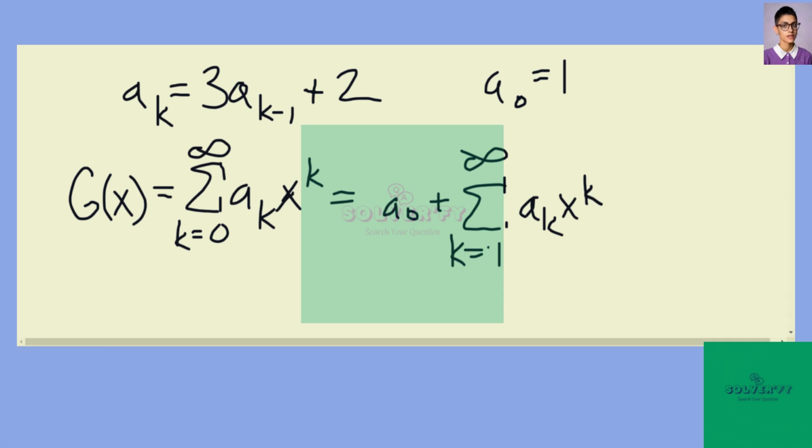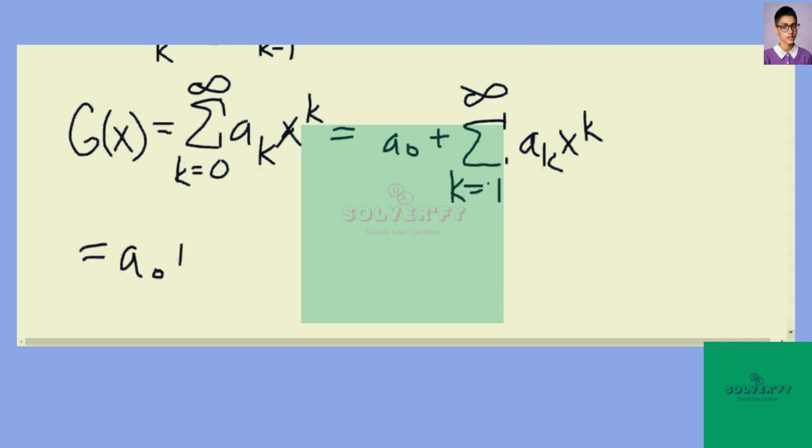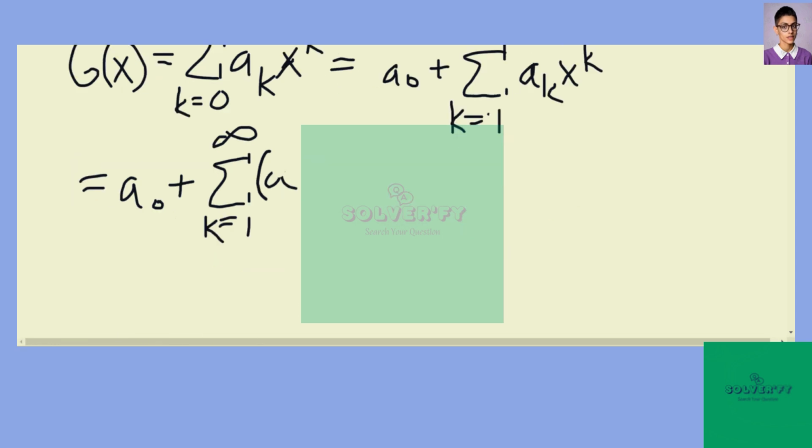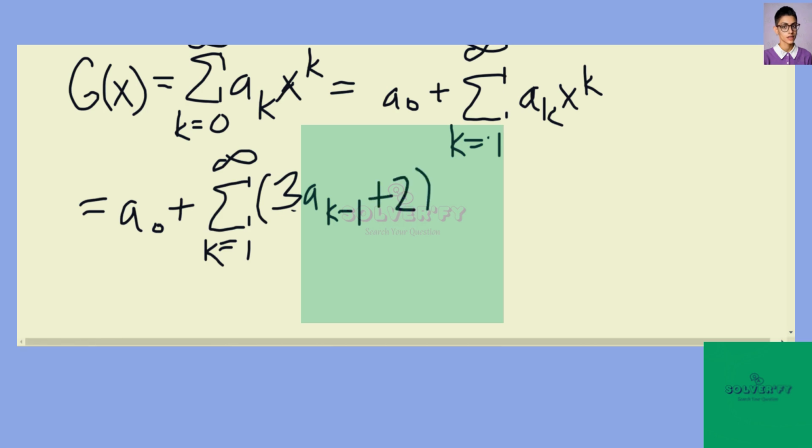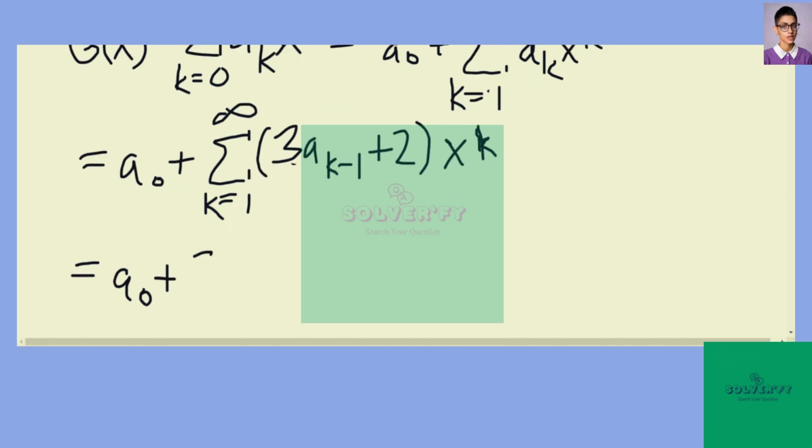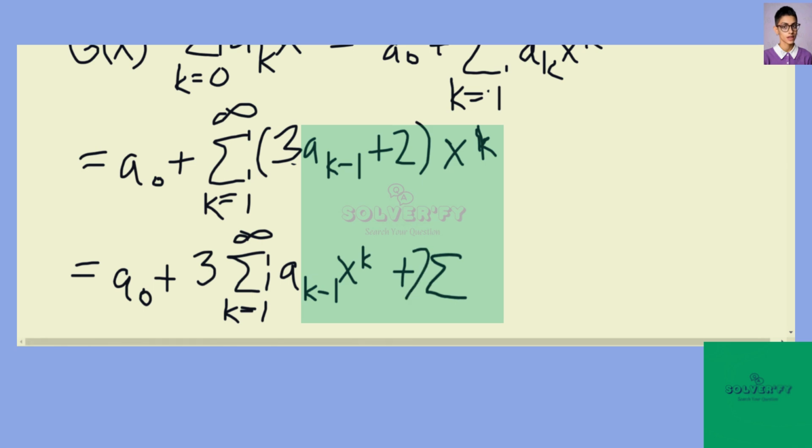And by the recurrence relation, we have that this is equal to a_0 plus the sum from k equals 1 to infinity of (3a_{k-1} + 2) times x^k, and this is equal to a_0 plus 3 times the sum from k equals 1 to infinity of a_{k-1} x^k plus 2 times the sum from k equals 1 to infinity of x^k.